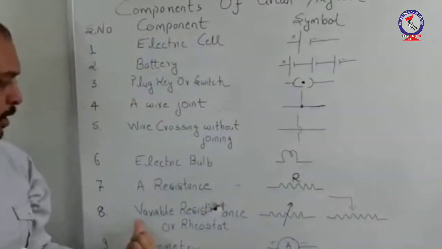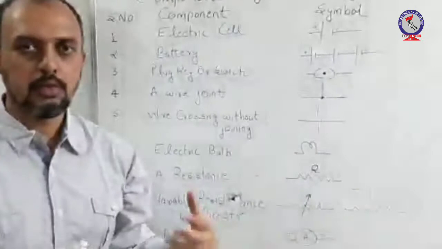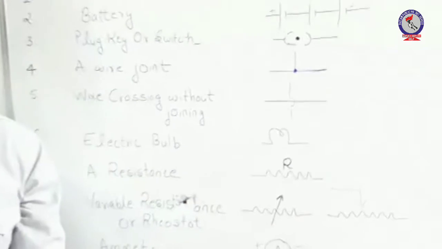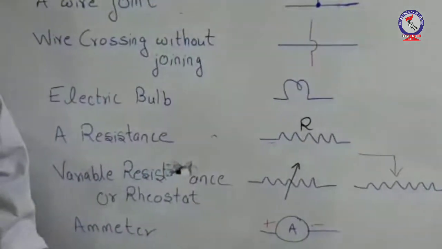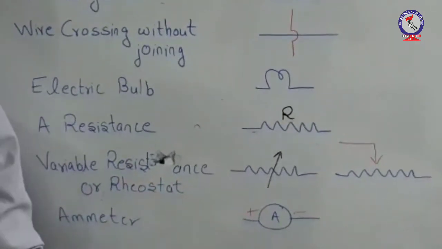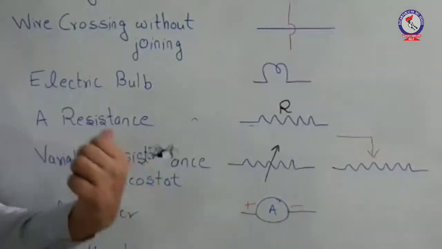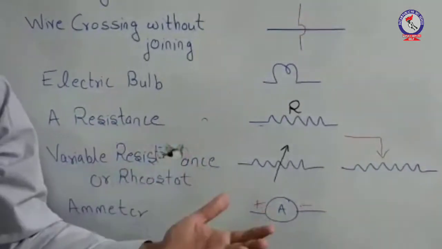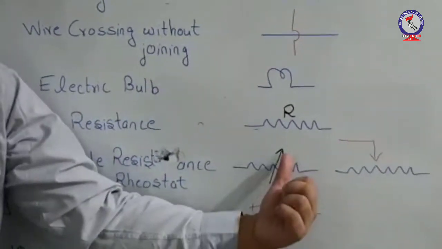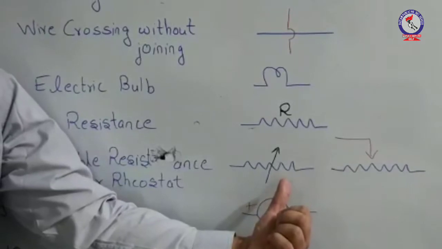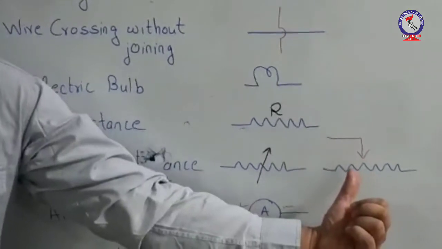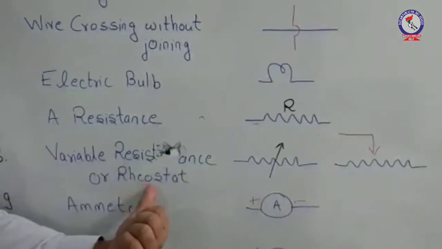Another component, a variable resistance or a rheostat. Now there should be no confusion between a resistance and a variable resistance. A variable resistance is a resistance whose value can be varied. I am again repeating, a variable resistance is a resistance whose value can be varied, while the value of a simple resistance cannot be varied. Therefore, if you observe a wavy line with an arrow over it, this represents a variable resistor. Another symbol of variable resistance is here. Another name for variable resistance is rheostat.